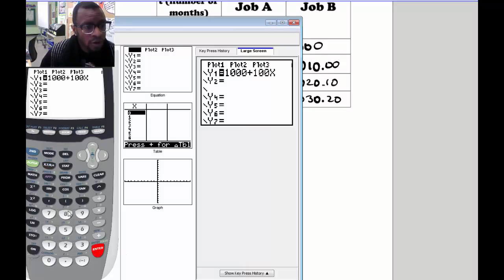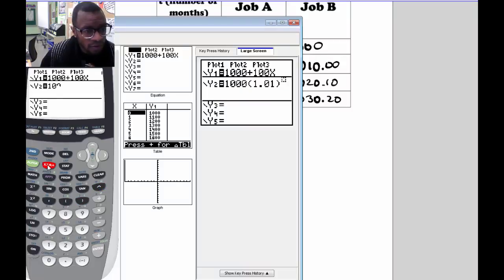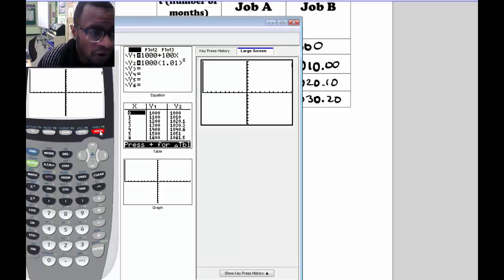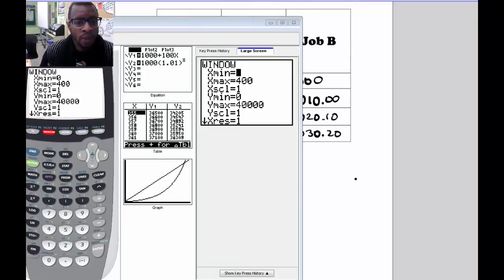Okay, and enter. And then y2 is going to be 1,000 times 1.01 raised to the x. And press enter. And so now we want to graph these two functions. And so we see that we need to change our window. Okay, so we've changed our window value so that we can actually see our graph.